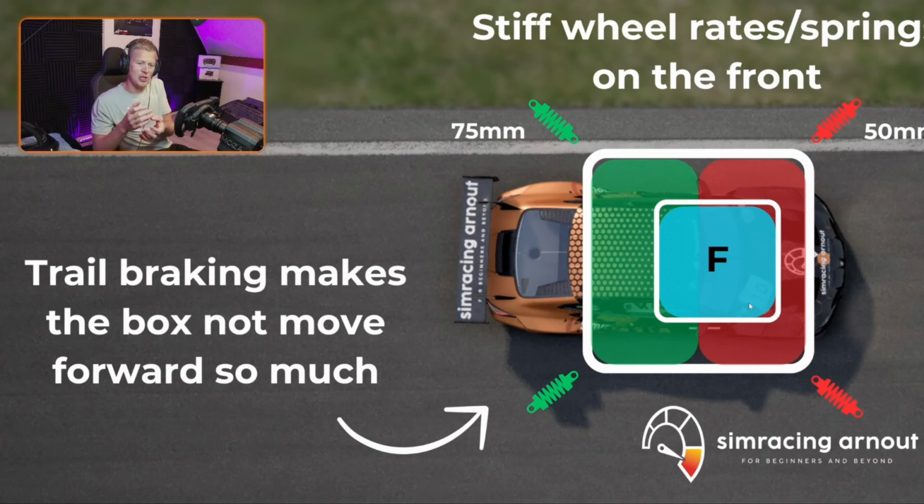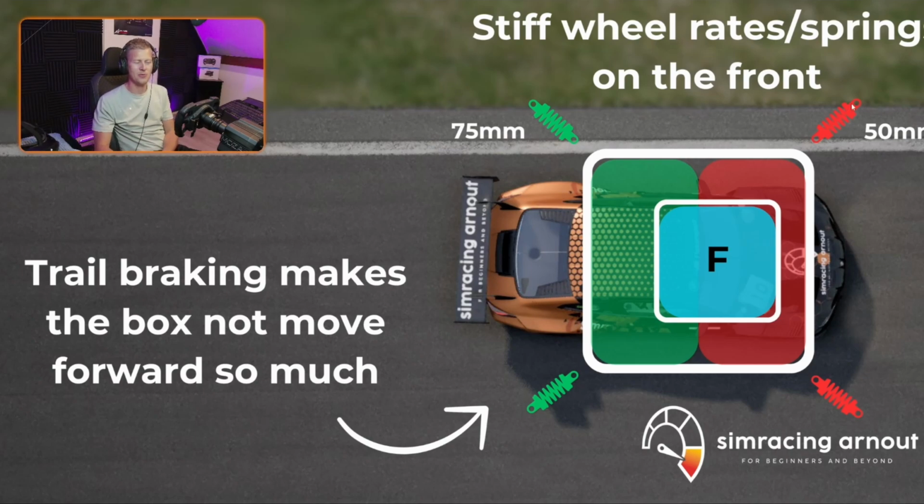So if you have a good balance with the bump stop range and ride heights, these springs can really help you in the braking situation. Stiffer wheel rates on the front can get rid of oversteer in this situation. I hope you can see now that we're not just talking about oversteer, understeer, oh, just lower wheel rates. Now you know why you don't get the oversteer, because the box is not moving forward so much.